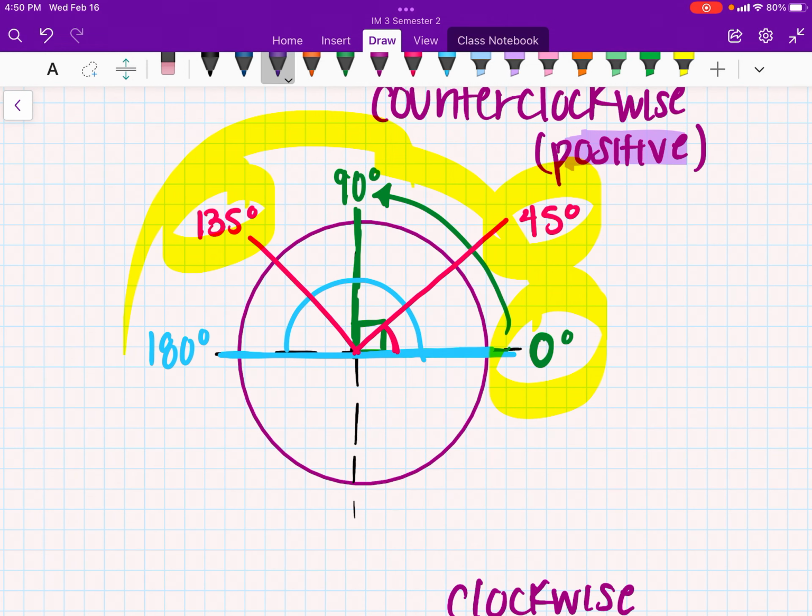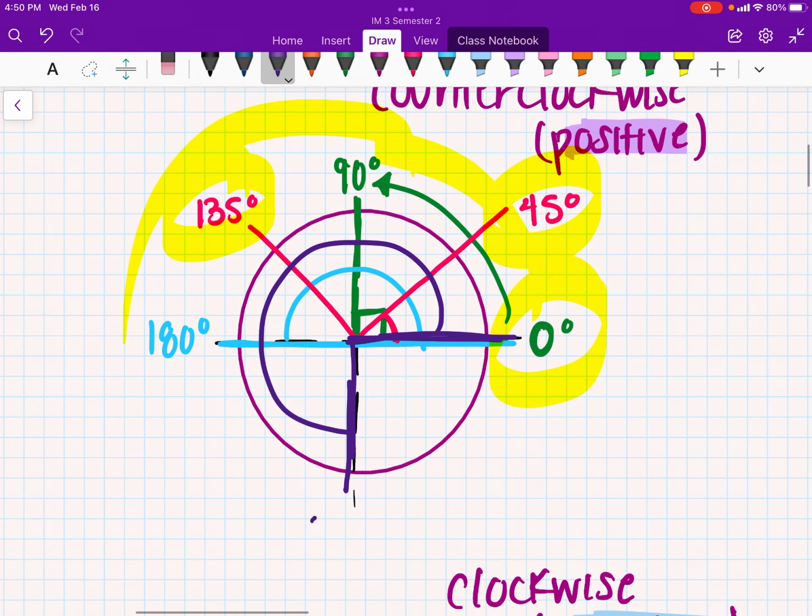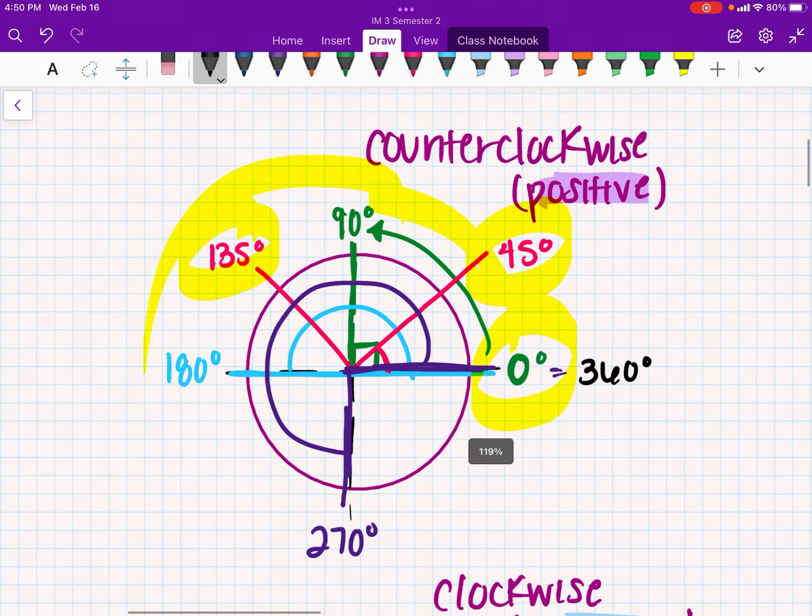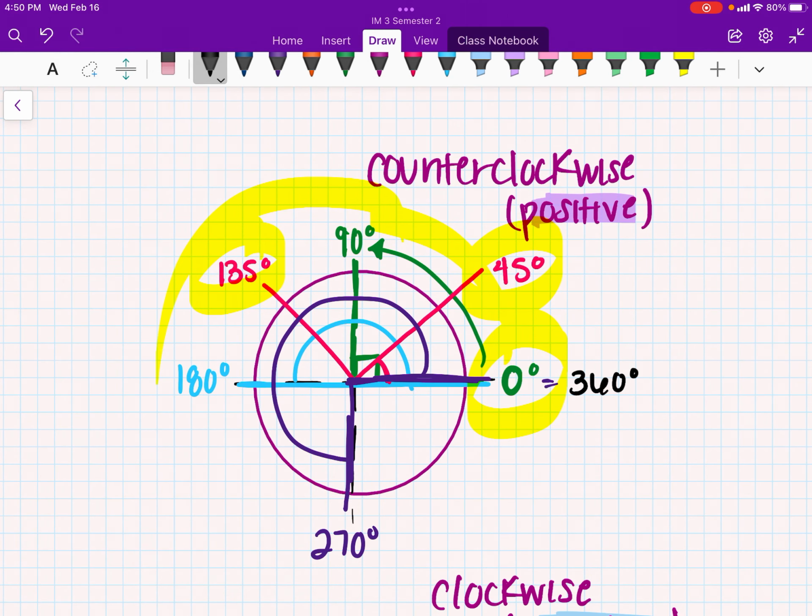Now if we go down here, starting from 0 and going down here, which is making this like a 3/4 rotation, that is going to be 270 degrees. And if we were to complete the entire rotation, that would give us 360. So the entire rotation in this case would be 360 degrees. All right. So let's just keep that in mind.